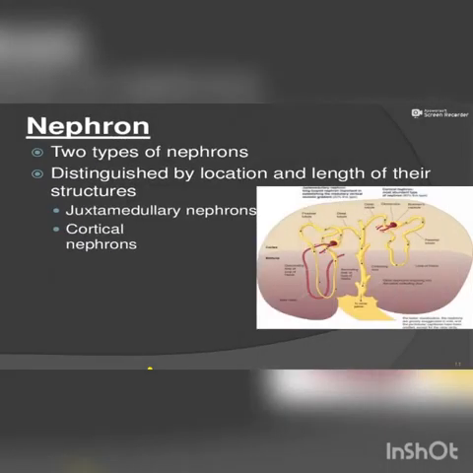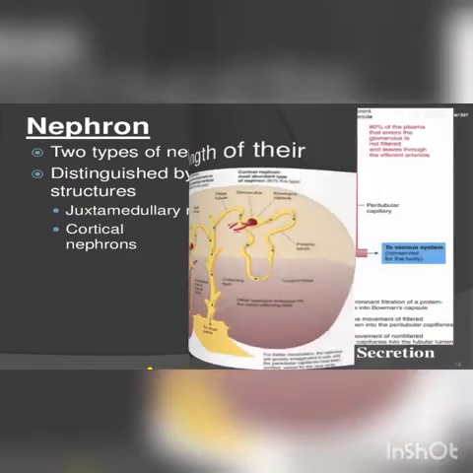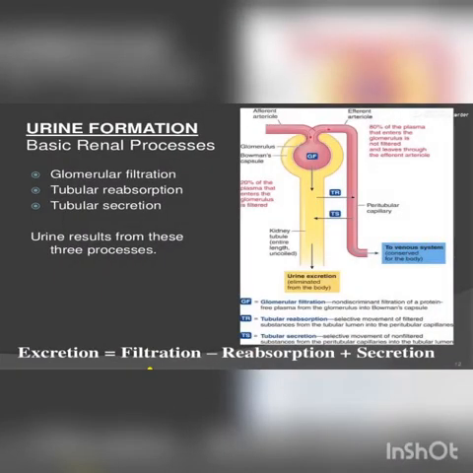Nephron. There are two types of nephrons, distinguished by location and length of their structure: juxtamedullary nephron and cortical nephron. Urine formation, basic renal process: glomerular filtration, tubular reabsorption and tubular secretion. Urine results from these three processes. The equation for urine formation is excretion is equal to filtration subtracted by reabsorption added by secretion.